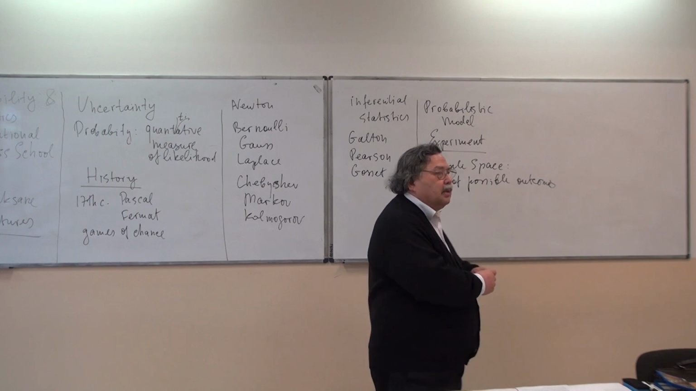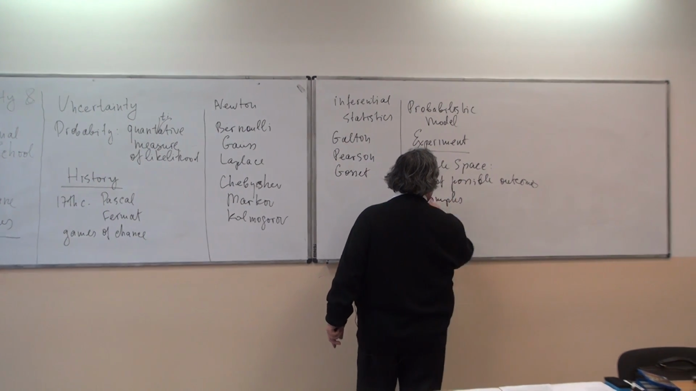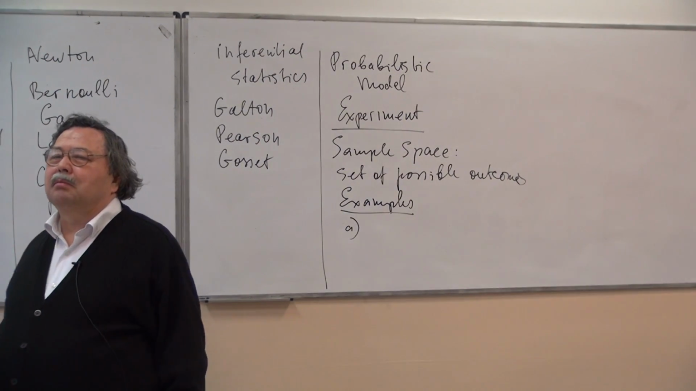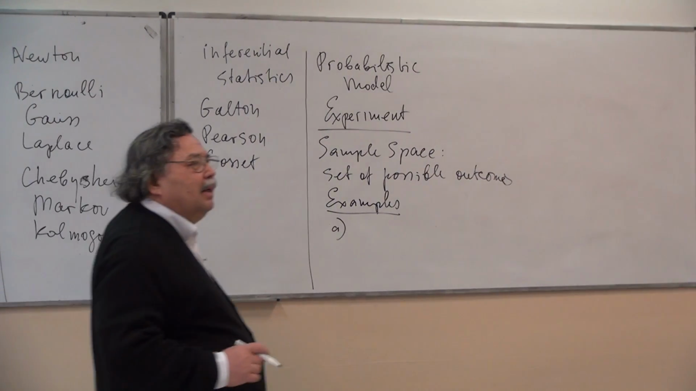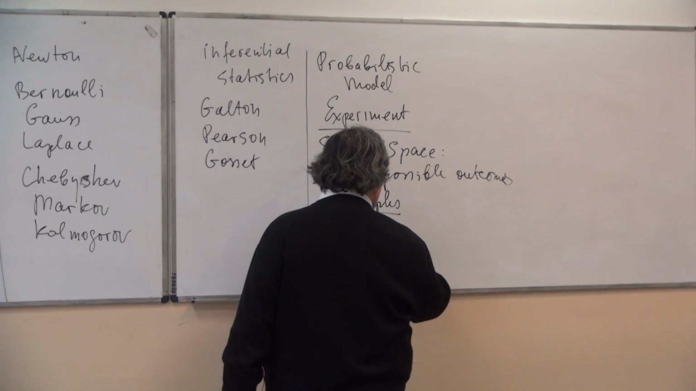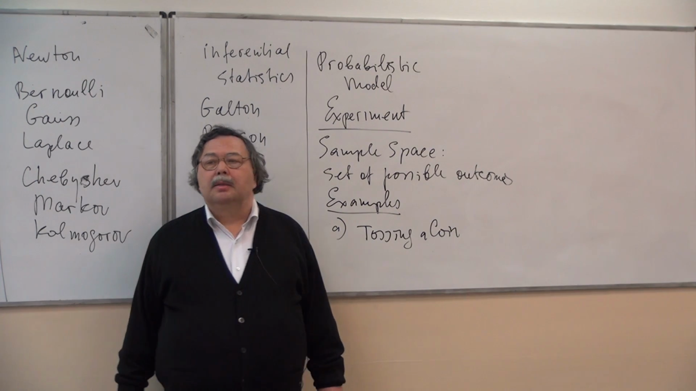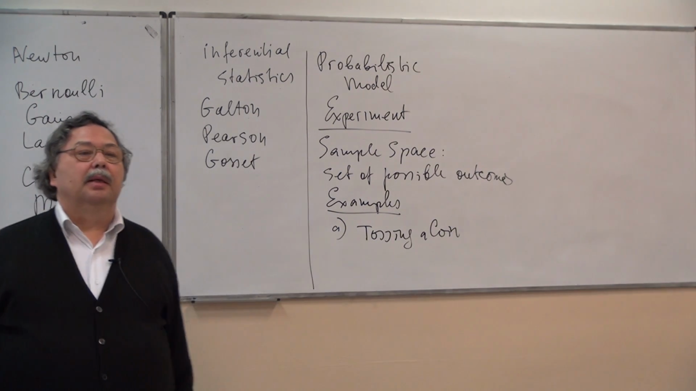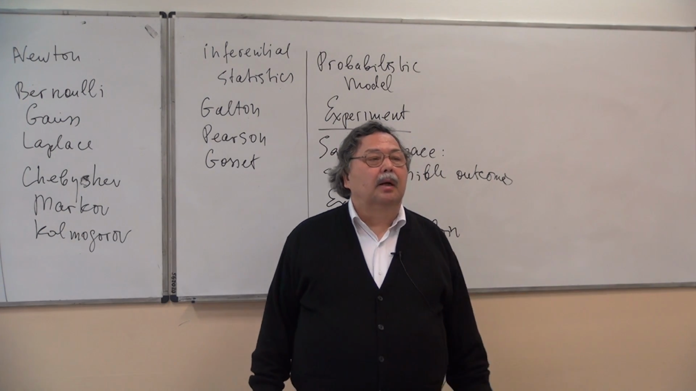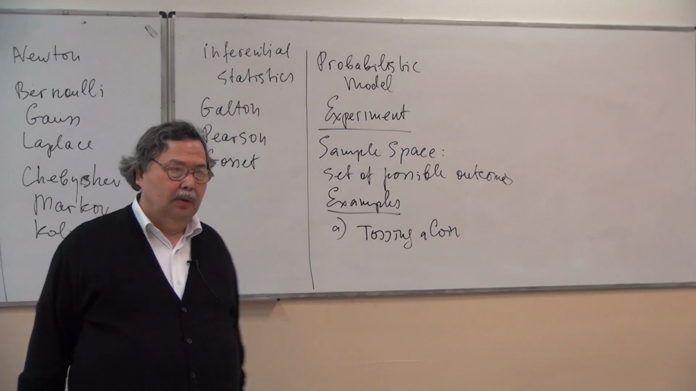Some very simple examples. The simplest and the most traditional example in probability theory is the experiment of tossing a coin. Is it an experiment in terms of probability theory? The answer is yes, because we don't know the outcome. How many outcomes are there? What is the sample space? The sample space contains only 2 outcomes.